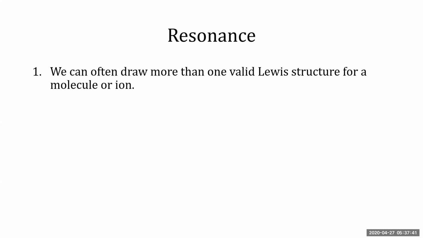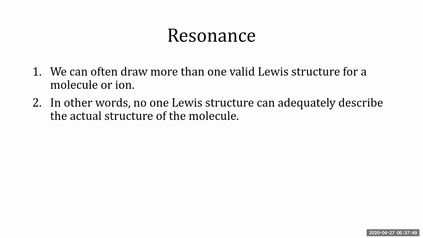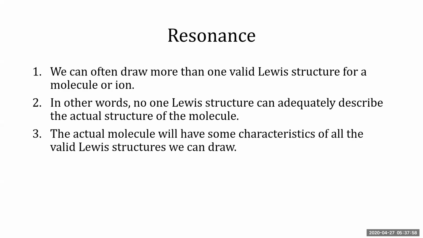Resonance means the following. We can often draw more than one valid Lewis structure for a molecule or ion. In other words, no one Lewis structure can adequately describe the actual structure of the molecule. The actual molecule will have some characteristics of all the valid Lewis structures we can draw.